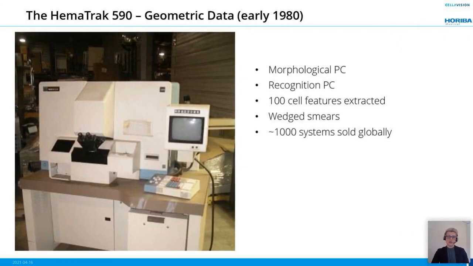Next one that was developed was in the early 80s. This Hematrak 590 was developed also by an American company. And it was, as you can see from the image here, quite a large instrument. And it consisted of two computers. So it had one that they called a morphological computer and one that they called a recognition computer. And this is due to that back in those days, the computers weren't as advanced or didn't have the capability of having so much storage as we have today. And you can see here, we also had the ocular and the manual way of looking and a quite small computer screen. But this system actually extracted 100 cell features to be able to do a pre-classification. And it was actually able to use wedged smears. And I think that was one of the reasons why this system was quite a success back in those days and sold actually around 1,000 systems globally, which I would say is really impressive in the 80s.